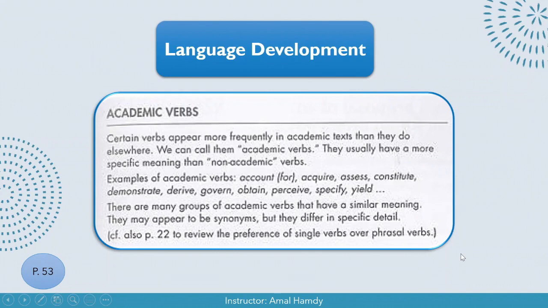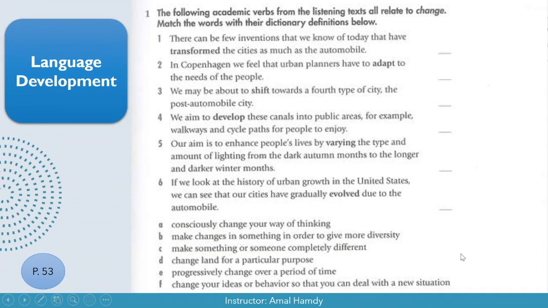We will just do the 2 exercises quickly. They're pretty easy. We have exercise number 1 on page 53. There can be few inventions that we know of today that have transformed the cities as much as the automobile. The verb here is transformed, and we need to choose the right definition from the sentences below. Okay, so take a moment, read the definitions carefully. They're all related to change. But of course, your choice will depend on the context of the sentence and the connotation of the verb.